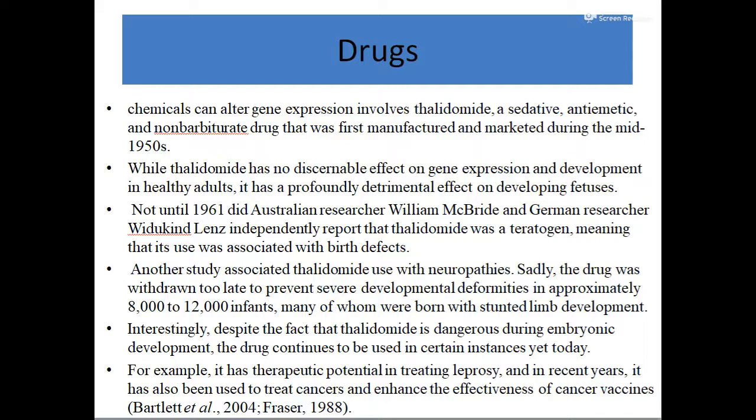And other studies also showed that thalidomide would also cause neuropathies, or neural damage, and the drug was withdrawn too late. Approximately 8,000 to 12,000 infants were affected during this time, and that would also result in stunted limb development in various infants.